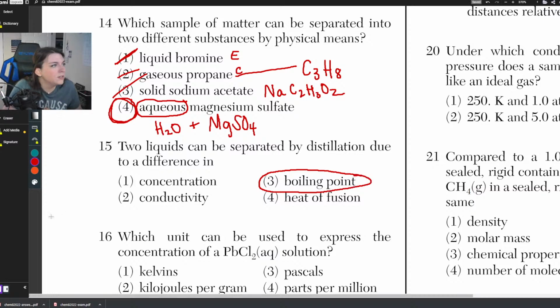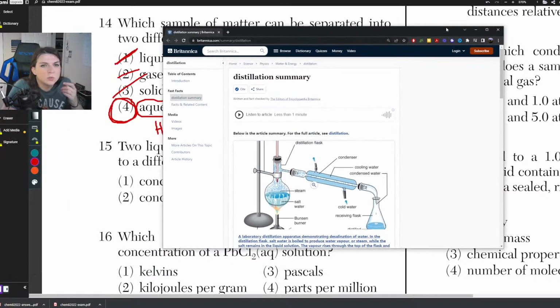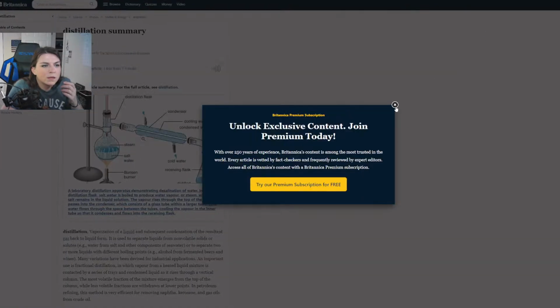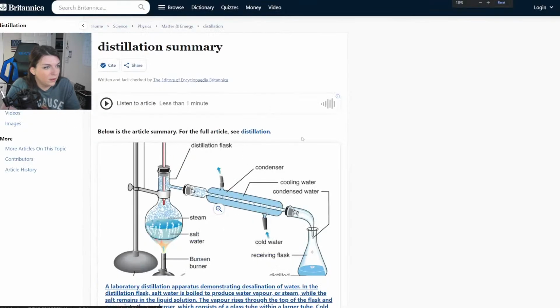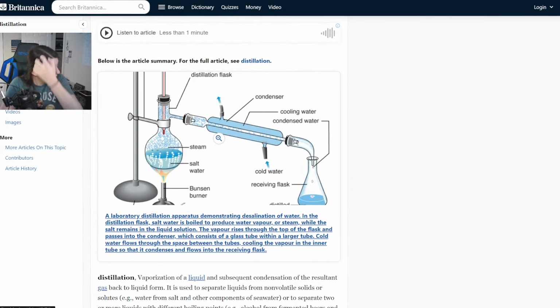I am going to see if I can pull up a picture of a distillation and just run through it, because I know that this is really hard for a lot of kids. Encyclopedia Britannica. Okay, I'm going to explain to you how this works. Okay, here's what we got.